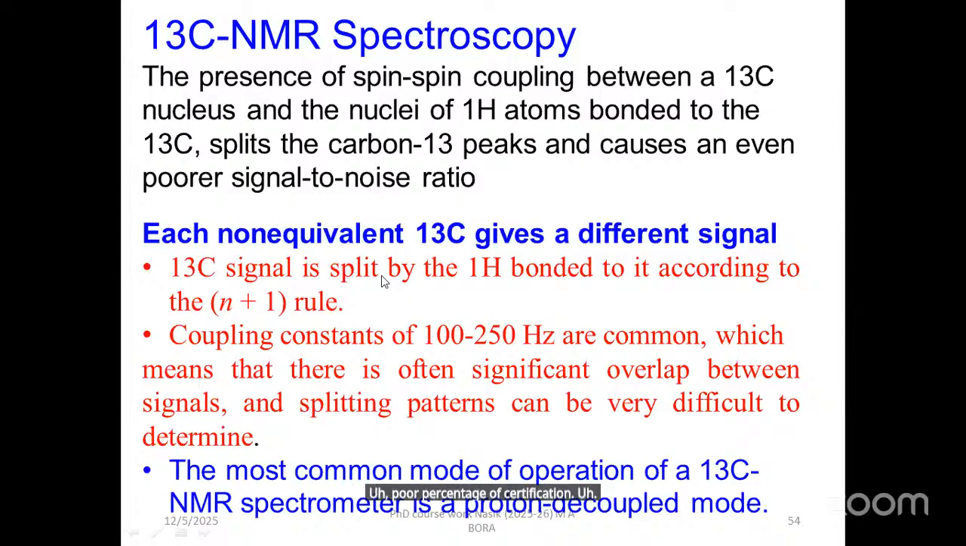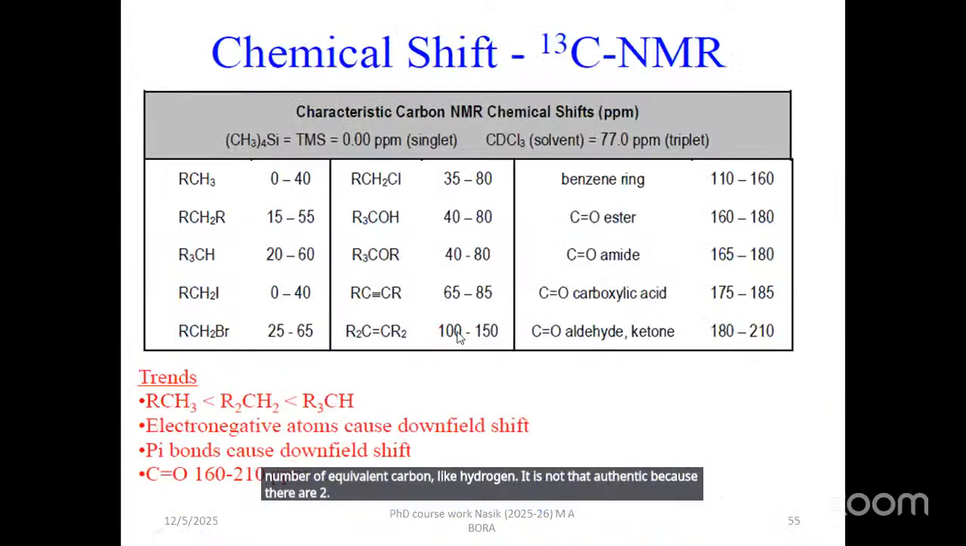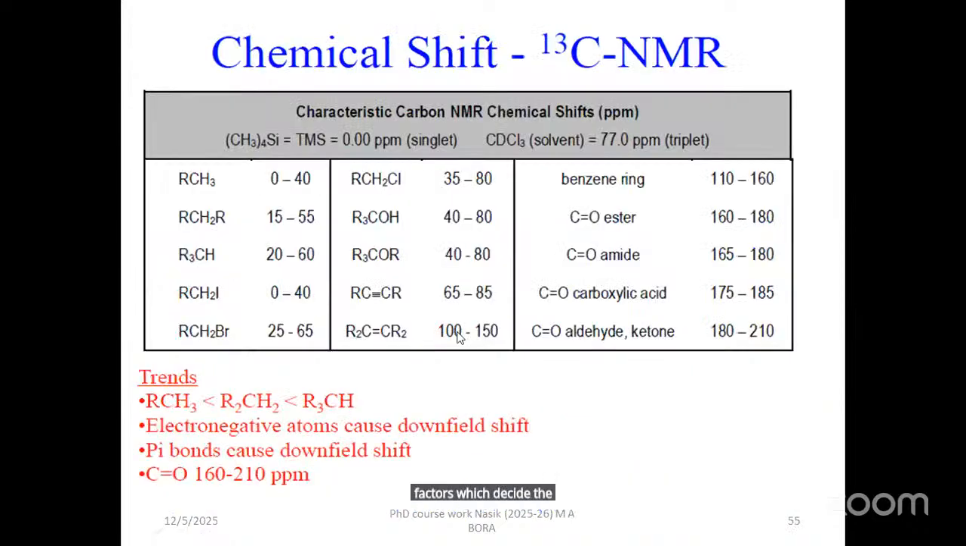Splitting pattern, as I told you, is generally because of C13-hydrogen coupling and not because of C13-C13 coupling, which is very rarely observed. Intensity in PMR was because of the number of equivalent hydrogens, but in C13, intensity is decided by two things: how many equivalent carbon atoms are there, and how many hydrogen atoms are directly attached. So the integration does not give much information about the number of equivalent carbons like hydrogen. It is not that authentic because there are two factors which decide the intensity in CMR, which are not decided in H1 NMR.